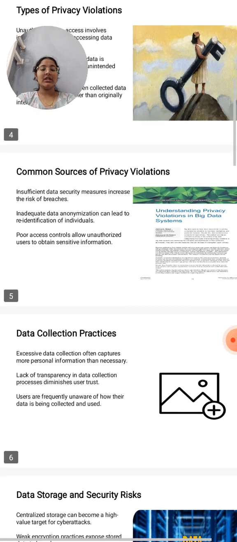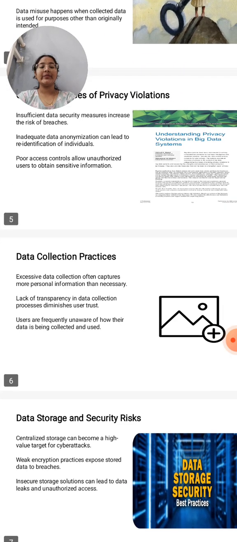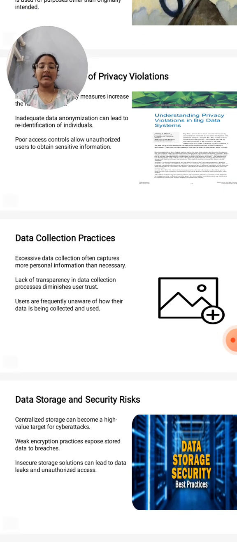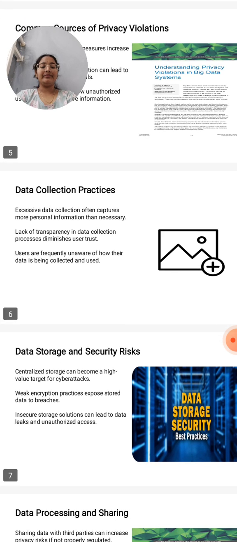Data collection practices. Excessive data collection often captures more personal information than necessary. Lack of transparency in data collection processes diminishes user trust. Users are frequently unaware of how their data is being collected and used.